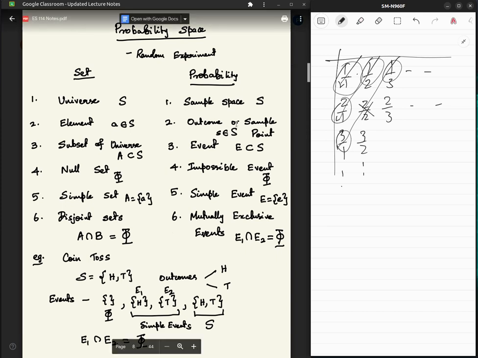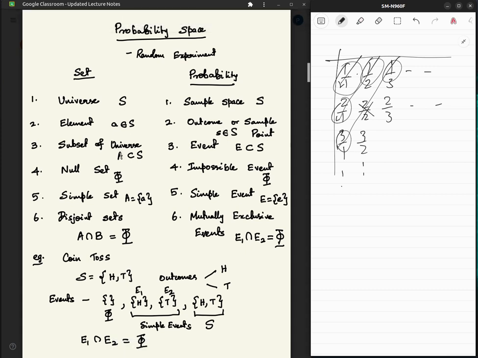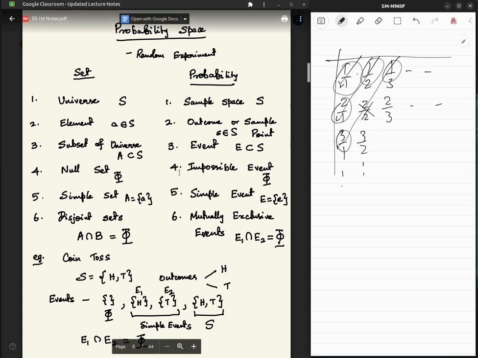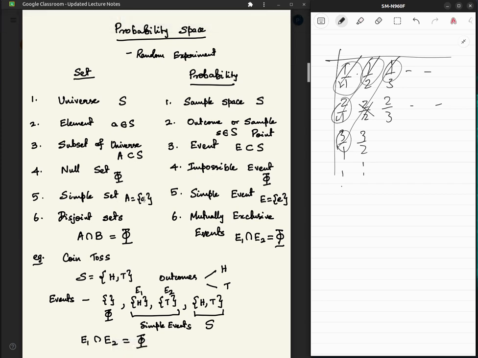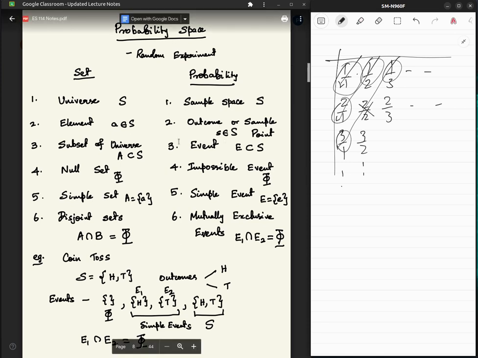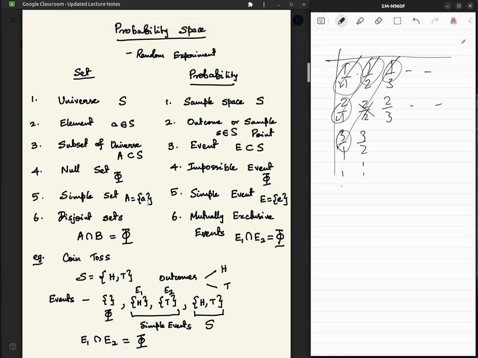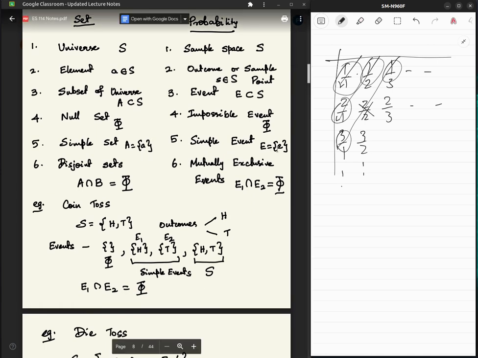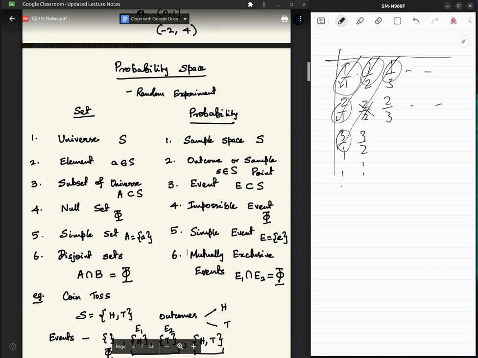Outcome or sample point, whatever. Subset of universe, that's an event. Null set, it's an impossible event. Sure. Simple set. A simple set is basically what I was telling about before, so I think I got confused between those. Fine. A simple set is just another event where there's only one thing in your set, so its cardinality is one. Fine. Simple event. It's the same stuff. Disjoint sets, mutually exclusive. Sure.